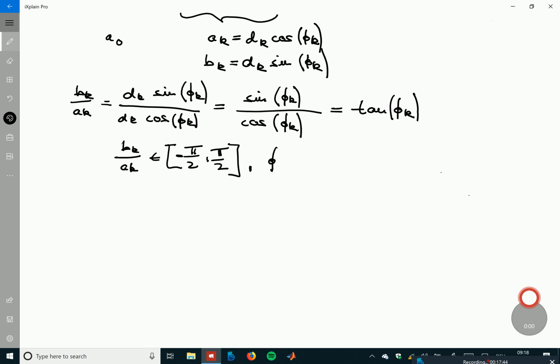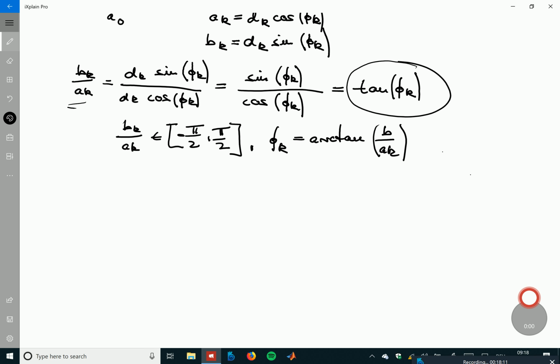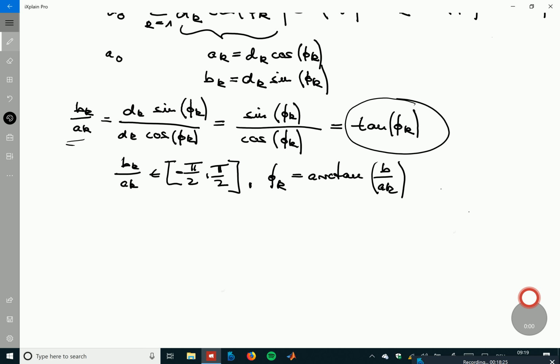But on this interval, phi k is given by the inverse of the tangent function applied to bk over ak. So we get the phi k out of here by applying the inverse of the tangent function to the whole thing. So this is where this first formula comes from. And for the second formula for dk, there's one magic formula that I haven't introduced.